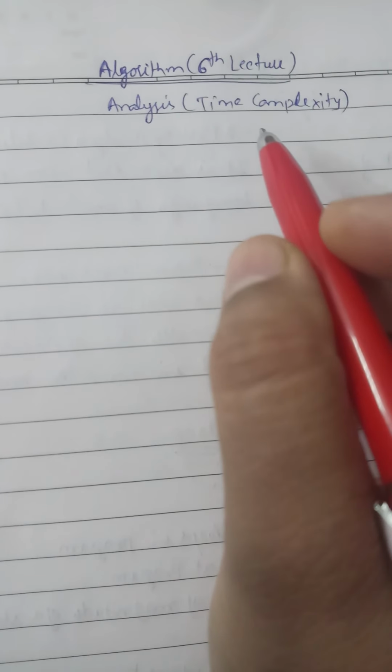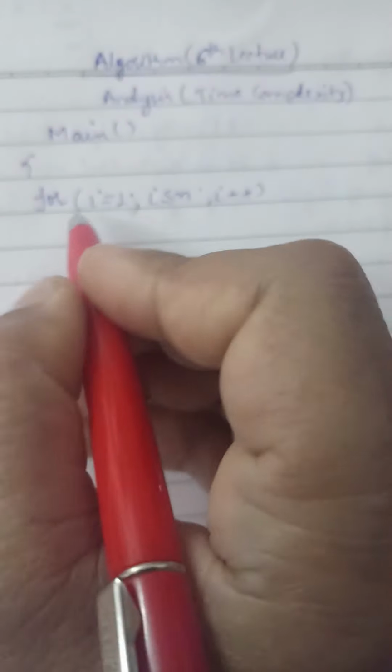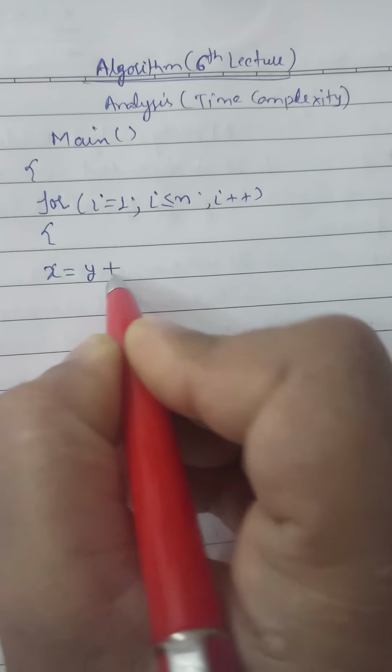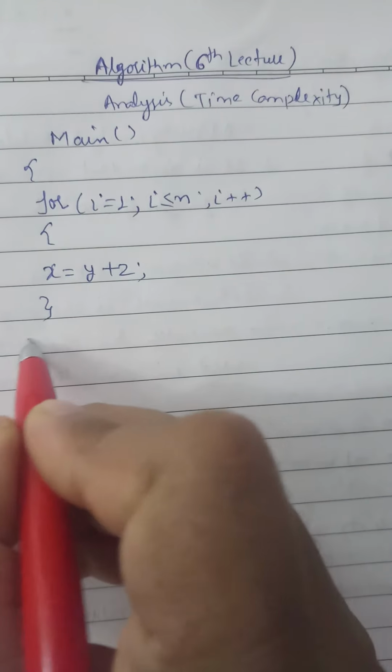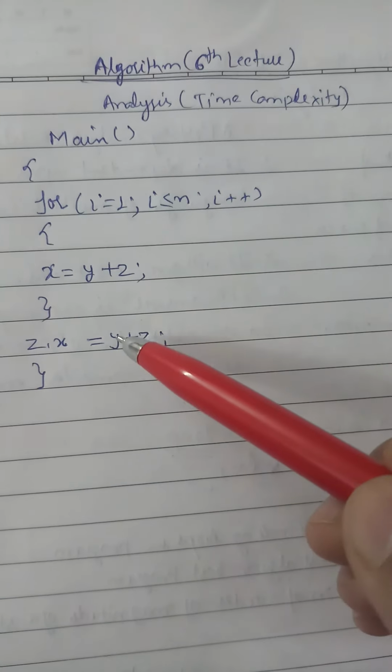Analysis, or we can say we are trying to find the time complexity. So if we have a program like this, suppose main, for I is equal to 1, I less than or equal to n, I plus plus, x is equal to y plus z, z dot x, y plus z, and close the loop. So if we have this program, what will be the time complexity?